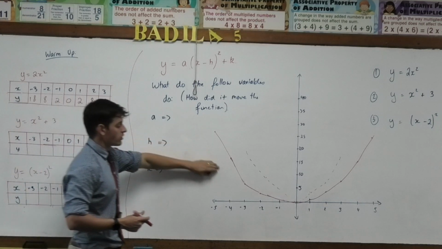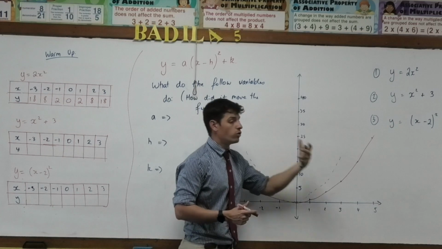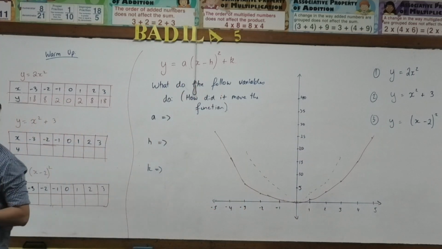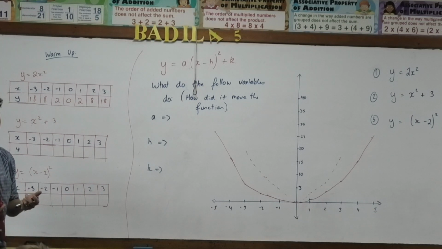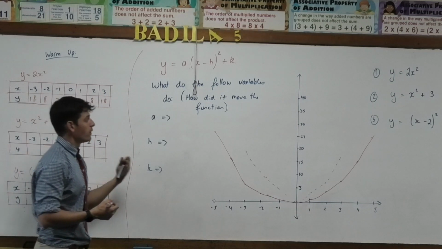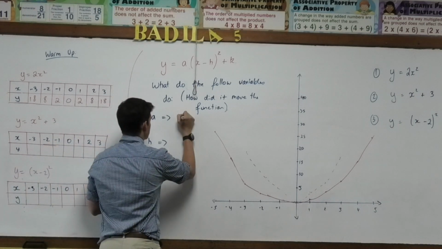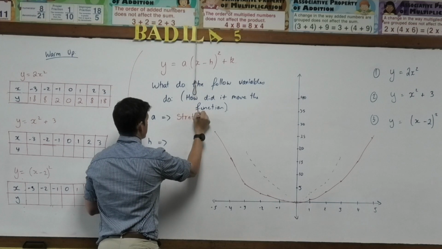Because my red function was my original function. I've added a 2, which is my a value. I've added that. What has changed in my function here? What have I done to my function? What impact does that a value have? It makes it steeper. So I'm just going to say it stretches my function.